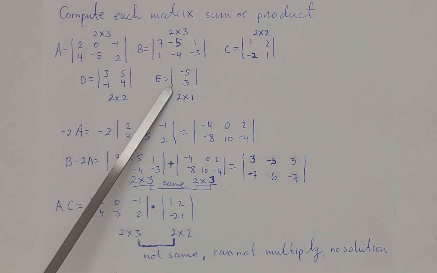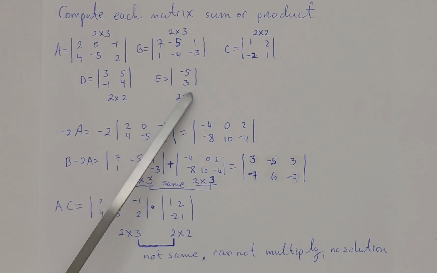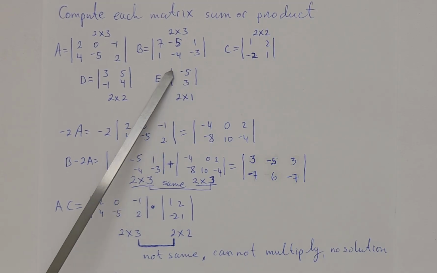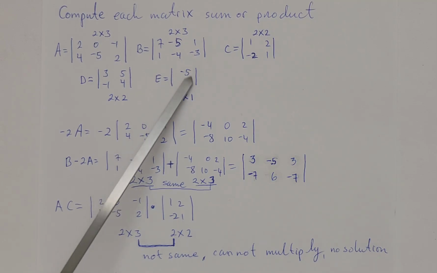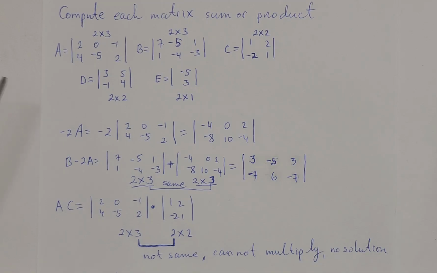E is 2 by 1 because I have 2 rows, 1 column. So this is a 2 by 1 because I have 2 rows, 1 column. Okay, so these are the dimensions of the matrices.